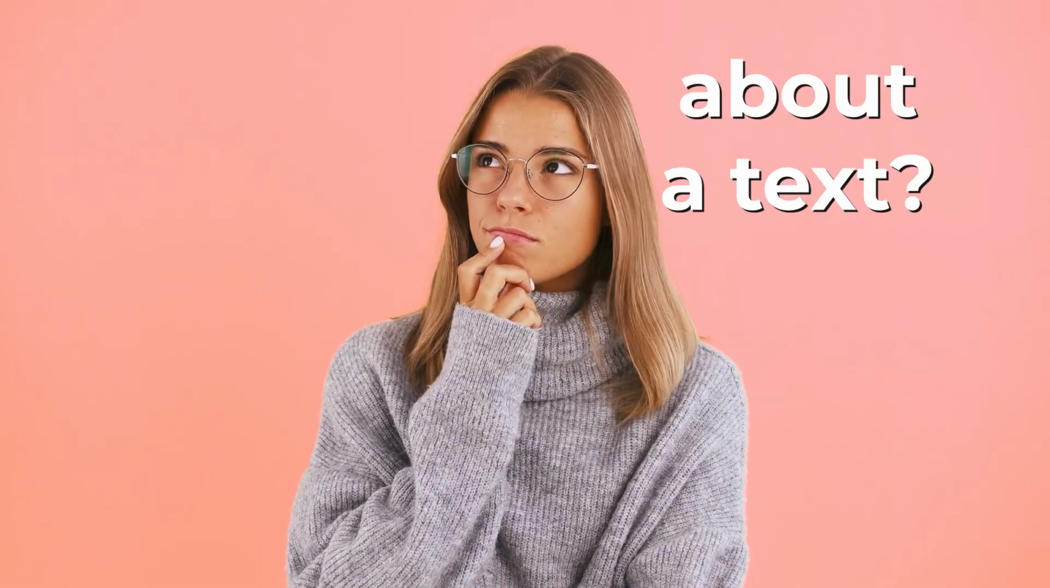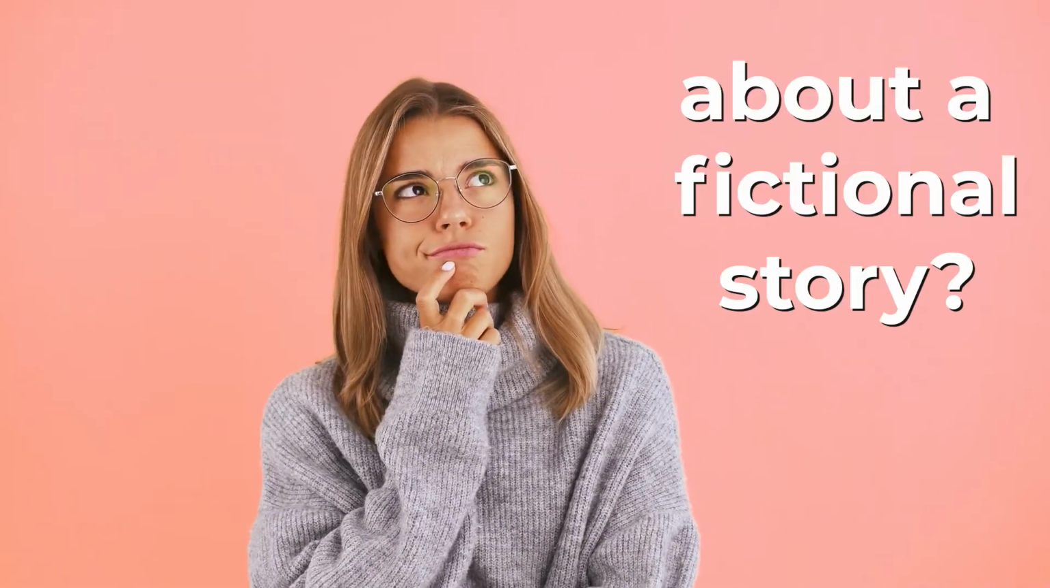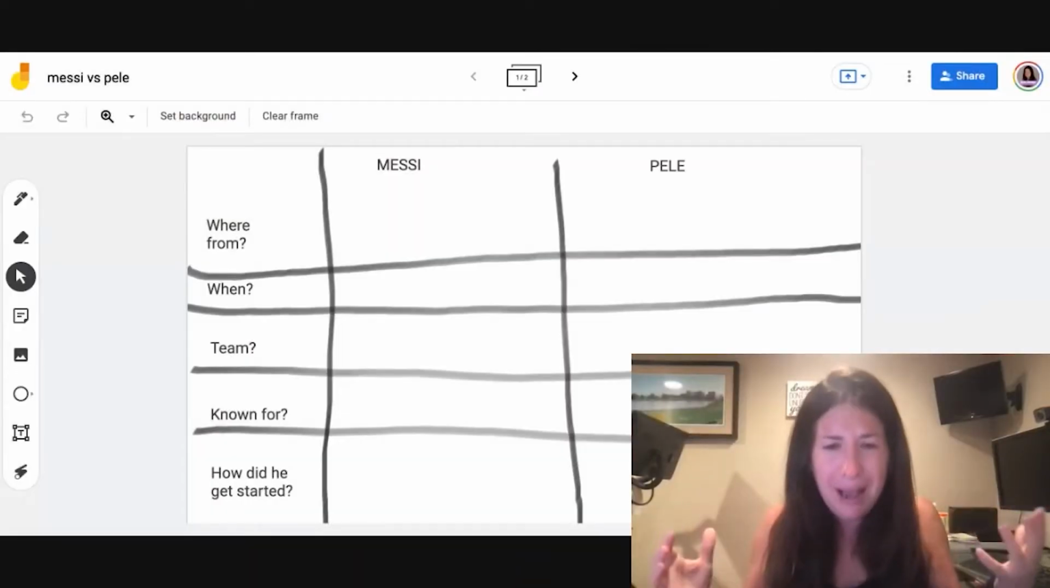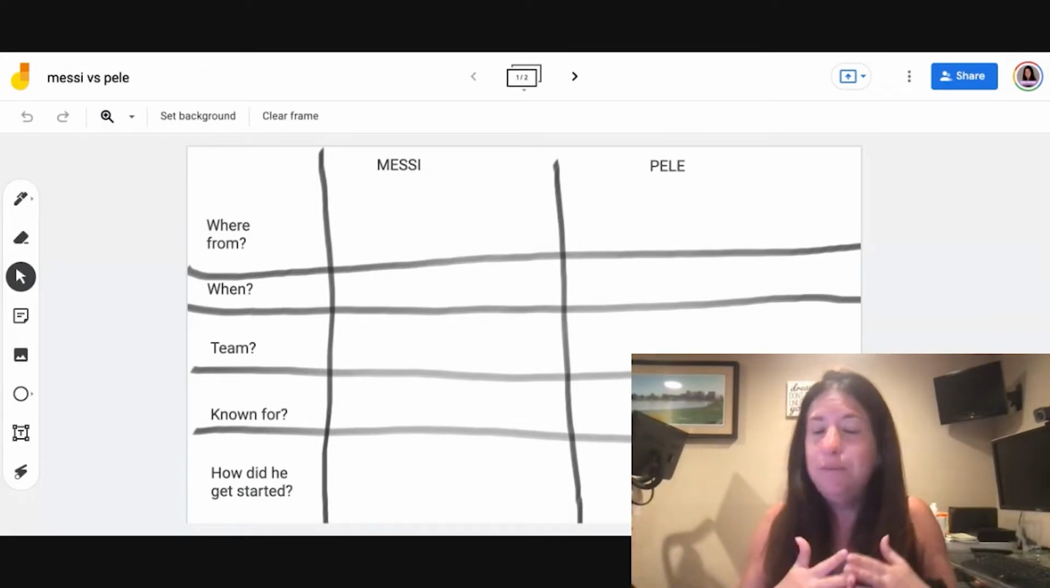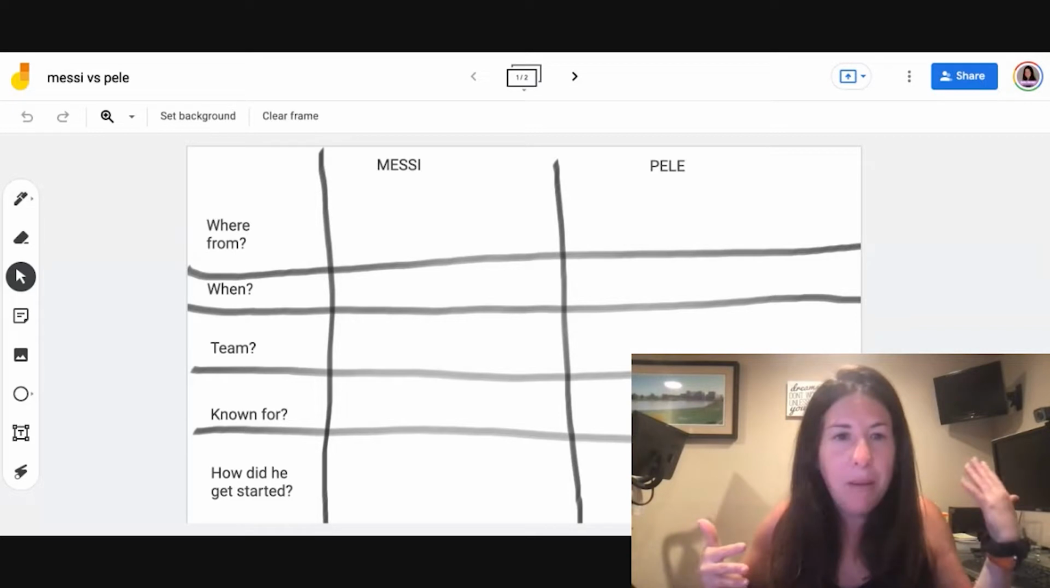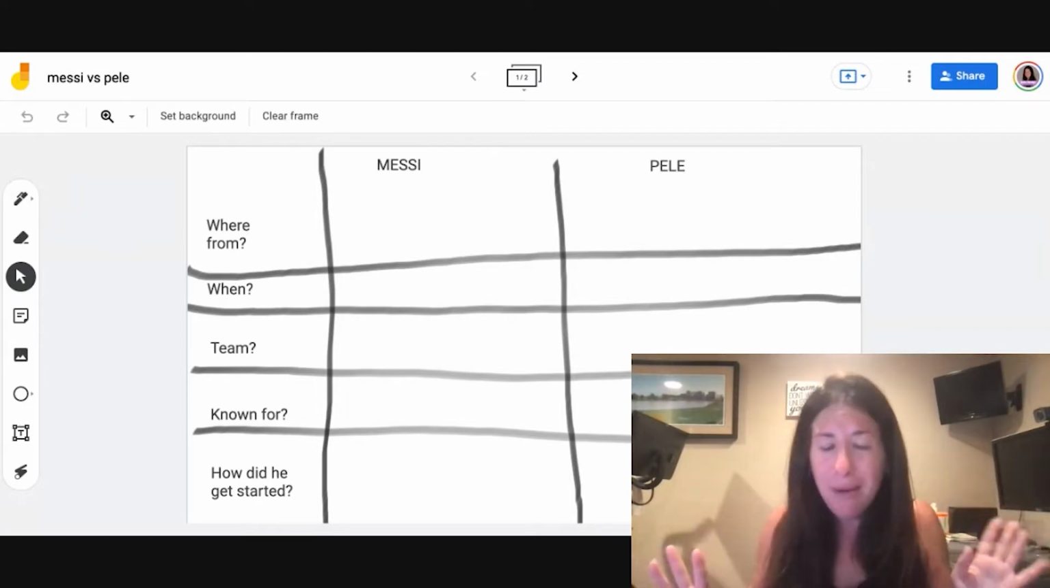But see, I'd like to model for my students pre-reading strategies. Hey, what do we know about a text? What do we know about a fictional story? Okay. All right. So that was fiction. What about nonfiction? And I like to do this using Jamboard, but you can honestly use a piece of paper. It doesn't have to be fancy to be effective. So I have two texts, or whether it's a text or I might be just comparing the people in general using background knowledge. The choice is yours.